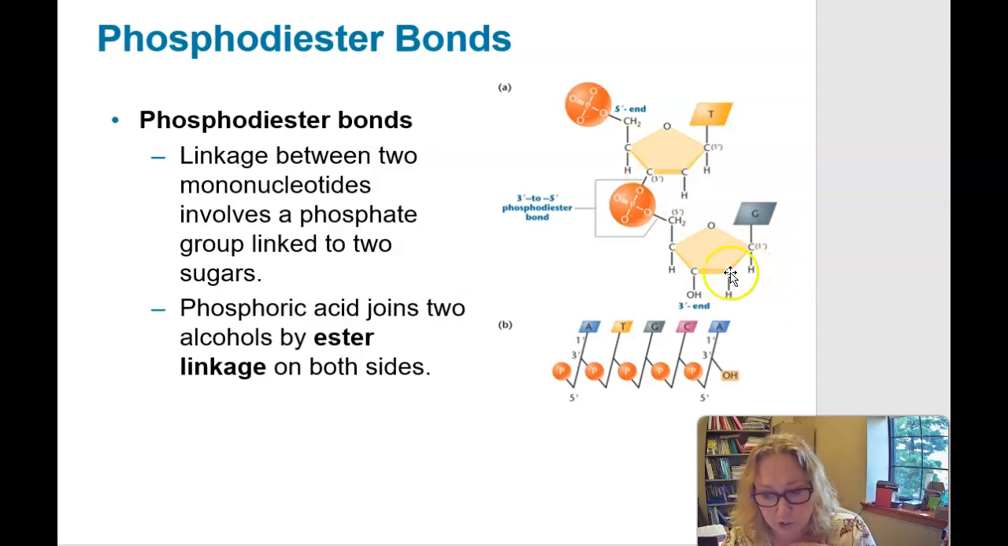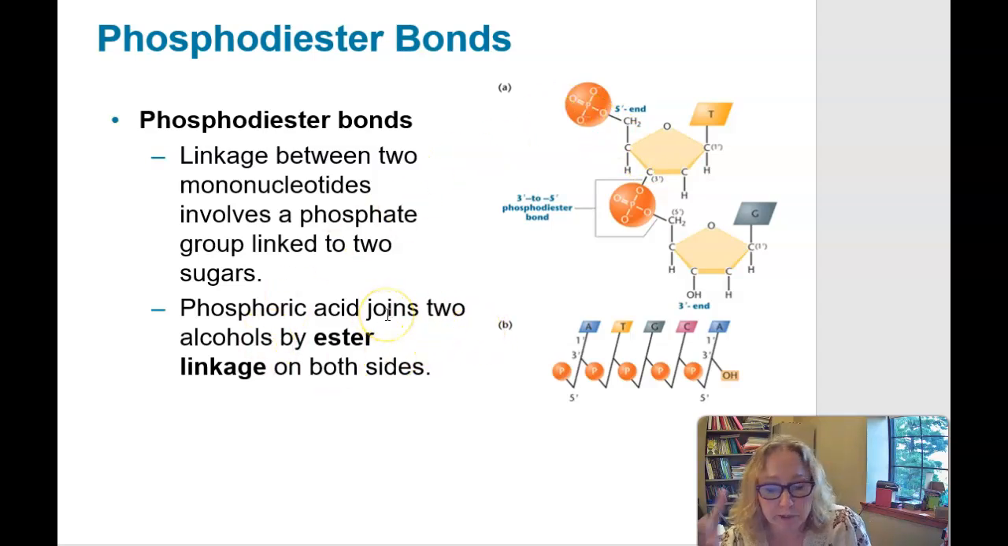So here's 1, 2, 3, 1, 2, 3, right? And this is how they're linked. The 5' is going to attach to the 3'. Yes? Rewind it, take a deep breath. We're just counting carbons. You're fine.